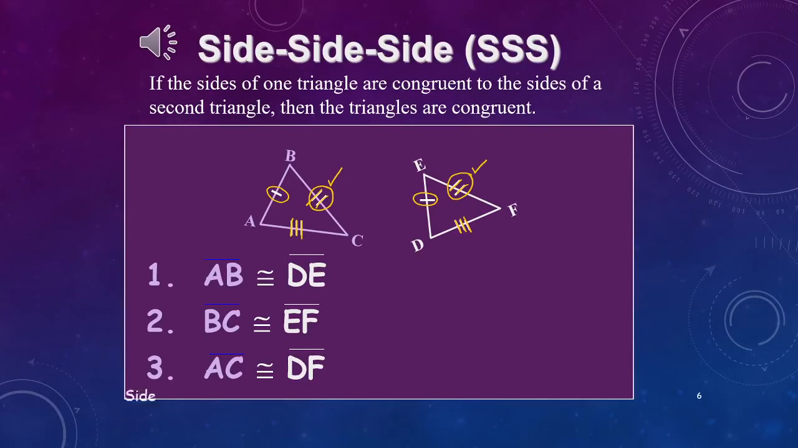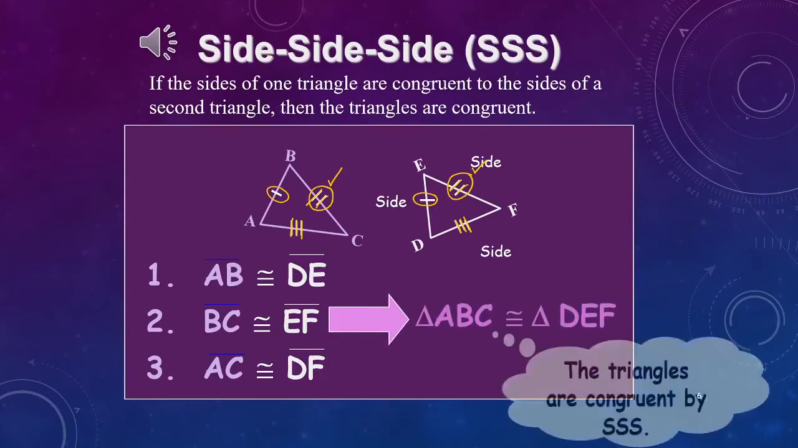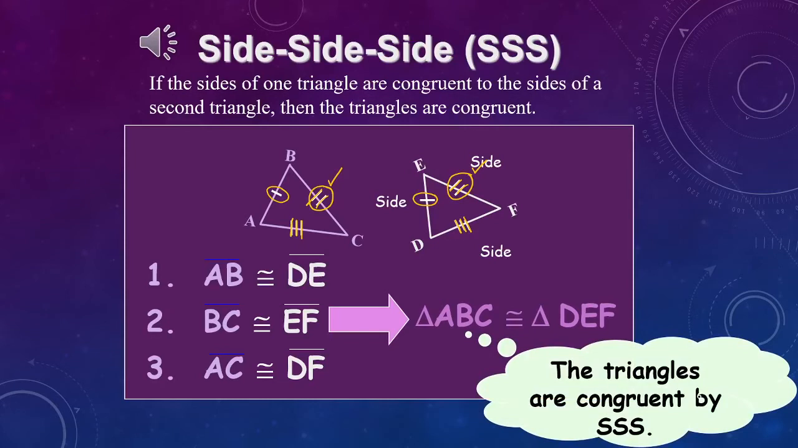And this is what you call the side, side, side. You can now say that triangle ABC is congruent to triangle DEF by SSS. Don't worry, you will not be naming this one. I am just presenting this, but you can see that there are really 3 congruent sides. Is the SSS postulate clear? Yes, sir.